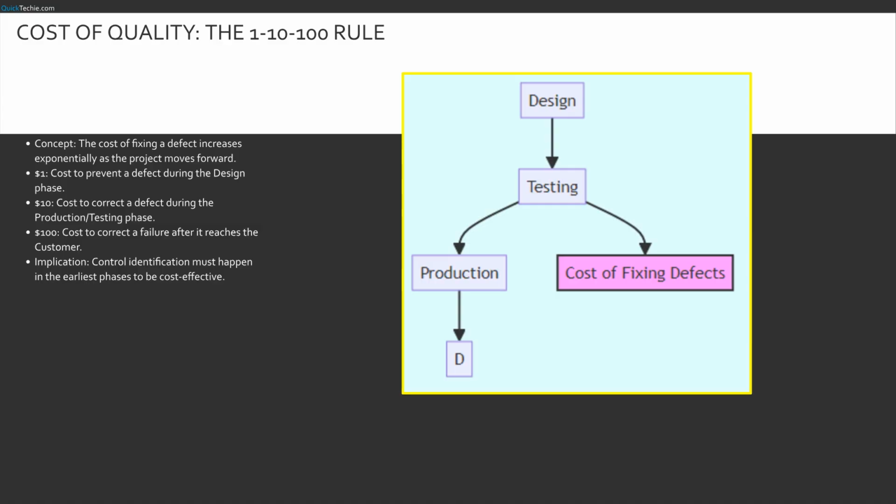This bar chart visualizes the 1-10-100 rule. The x-axis shows the project phases: design, testing, and production. The y-axis is the cost. Look at the massive spike on the right. Fixing a bug in production, the third bar, is 100 times more expensive than fixing it in design, the first bar. This visual is the strongest argument for early control design.